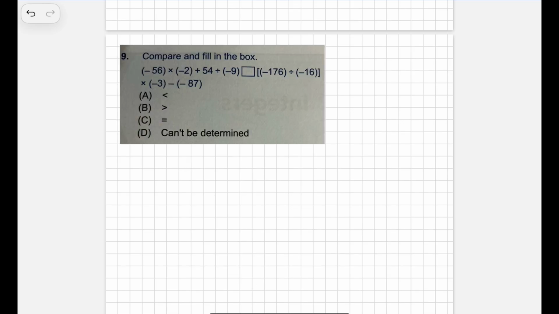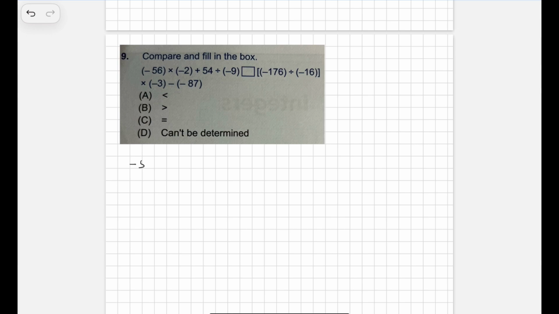Compare and fill in the box. Minus 56 into minus 2 plus 54 divided by minus 9. And then they have given the comparison box here. Then square brackets minus 176 divided by minus 16 into minus 3 minus of minus 87. Now here read the question carefully. Don't mistake the sign here. After that, minus 16 into minus 3 is separate. First you have to apply the BODMAS rule. So first we'll take the left hand side.